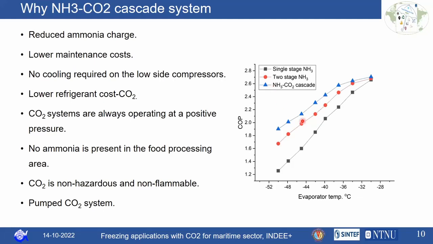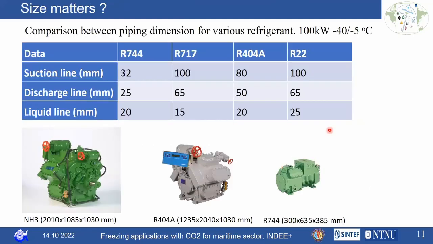And here you can see a graphical representation where we have compared the conventional system, that is a single stage ammonia system, and a two-stage ammonia system. And we have compared them with our proposed ammonia CO2 cascade system. At a very low temperature, that is at -40 degrees Celsius, the COP of the ammonia cascade system is very high. And apart from that, you're getting the benefit of a positive pressure. So it is actually very usable for our seafood application. And now let's see about this. Why should we actually move to this level?